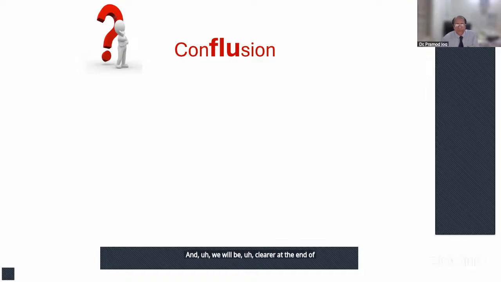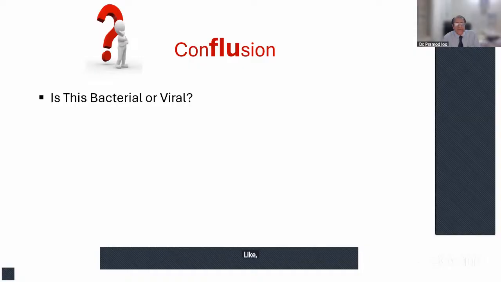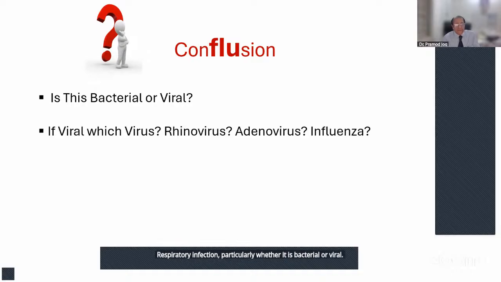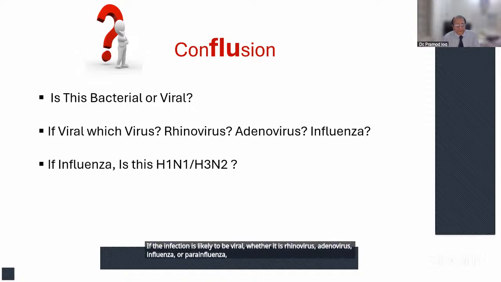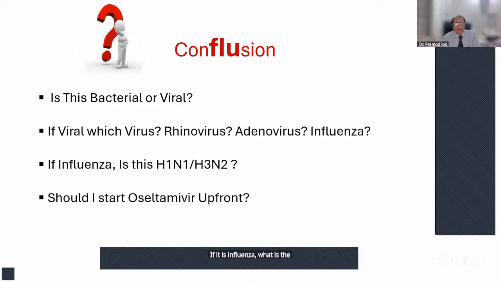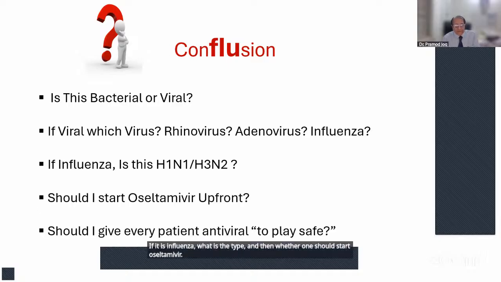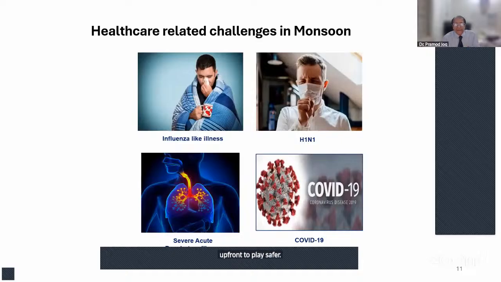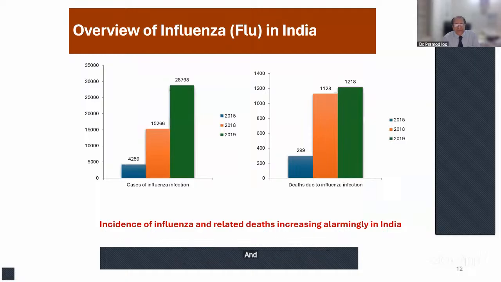These are the confusing points about flu: when a child comes with respiratory infection, whether it is bacterial or viral; if the infection is likely to be viral, whether it is rhinovirus, adenovirus, influenza, or parainfluenza; if it is influenza, what is the type; and then whether one should start oseltamivir upfront to play safe. So the healthcare related challenges in monsoon are many, and the mortality and morbidity related to influenza is increasing.